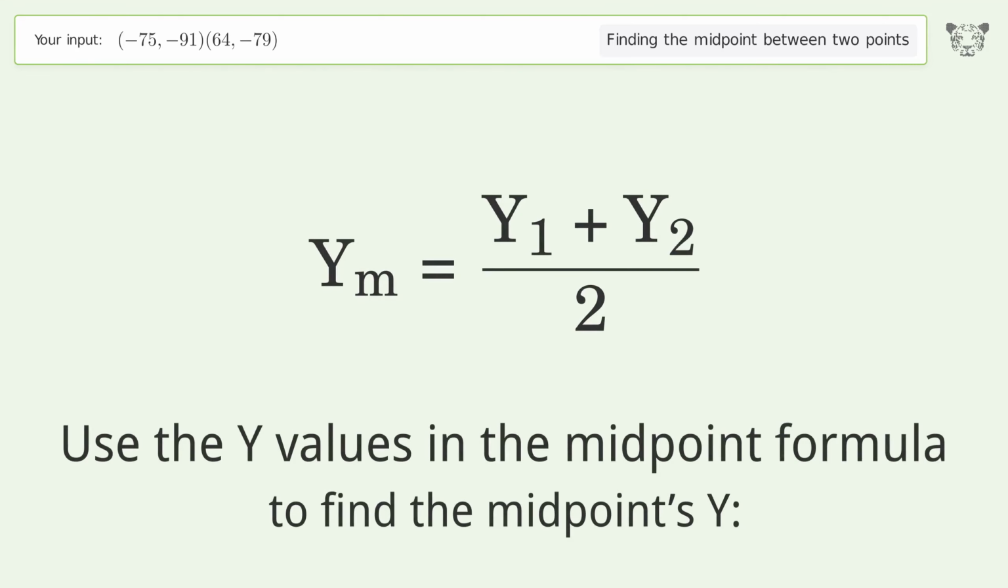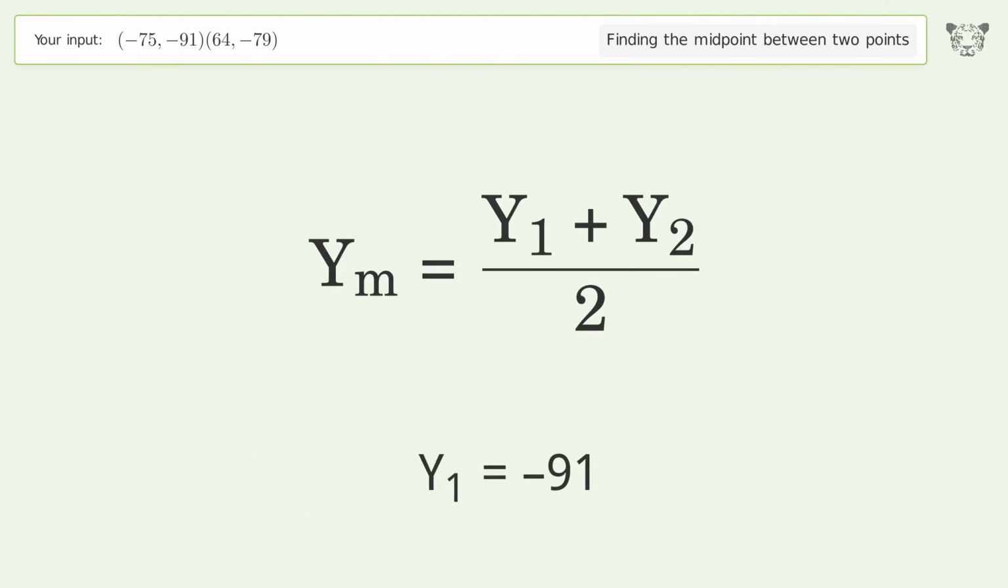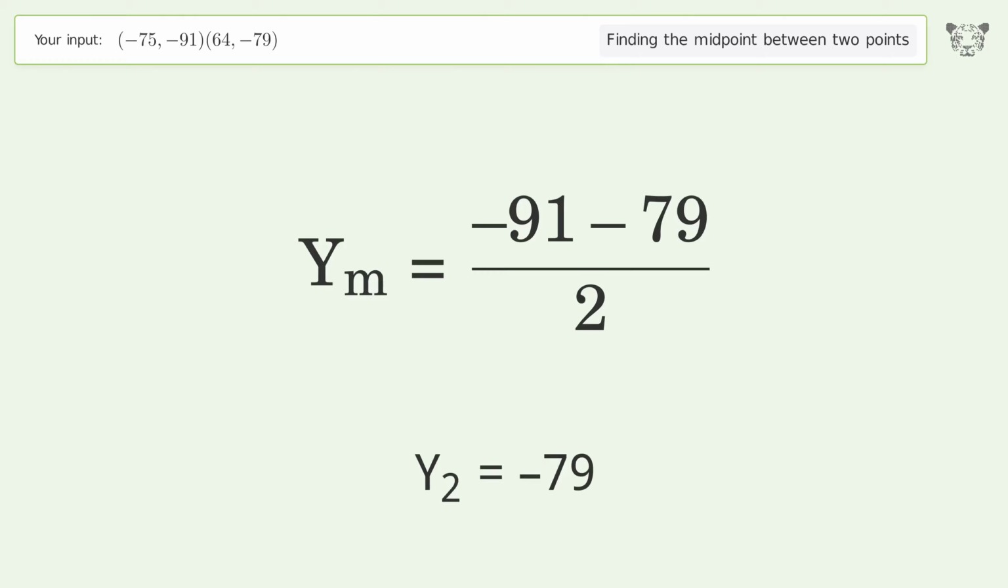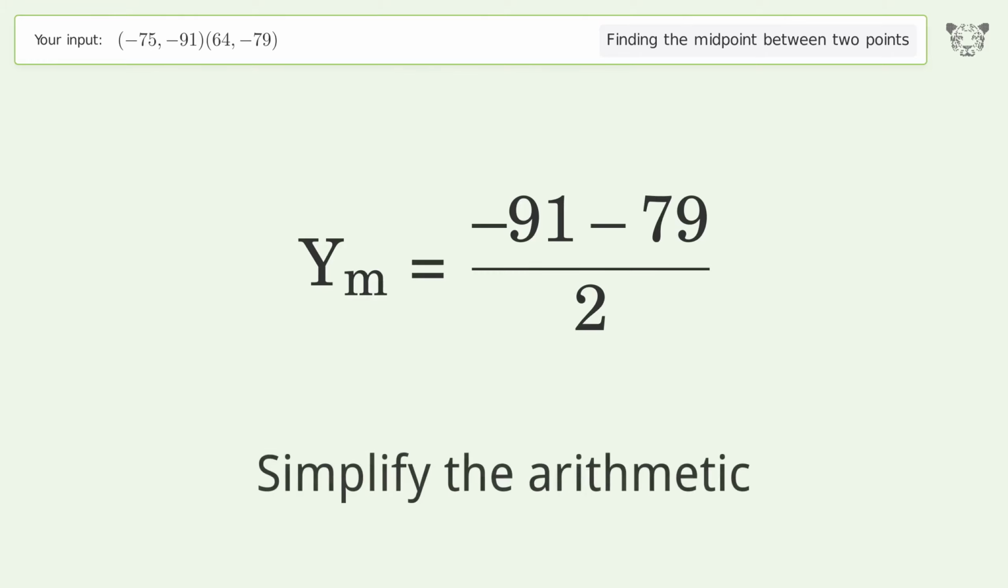Use the y values in the midpoint formula to find the midpoint's y. y1 equals -91. y2 equals -79. Simplify the arithmetic.